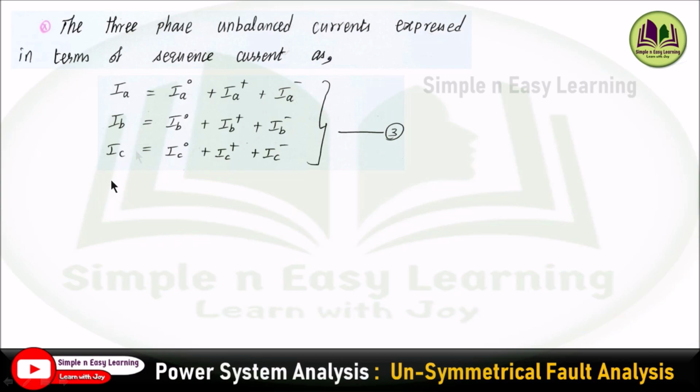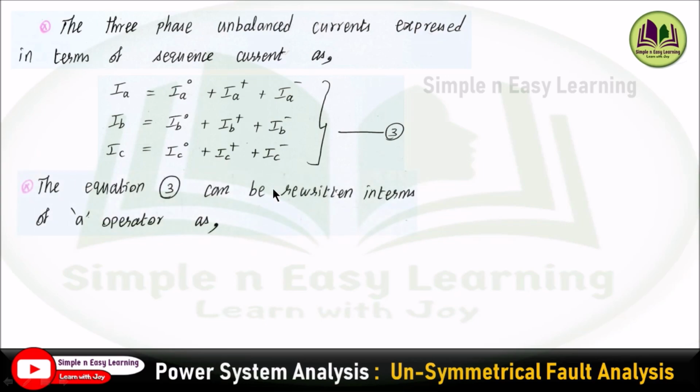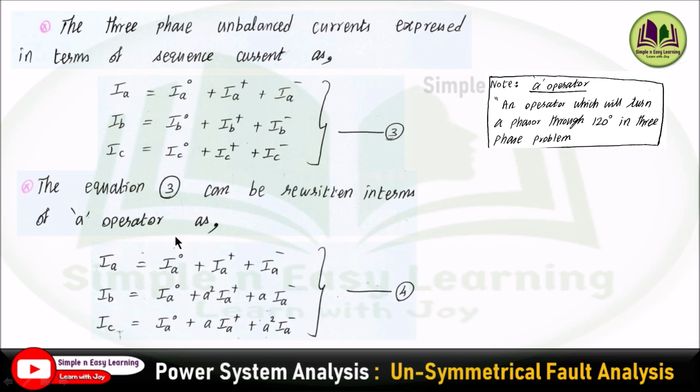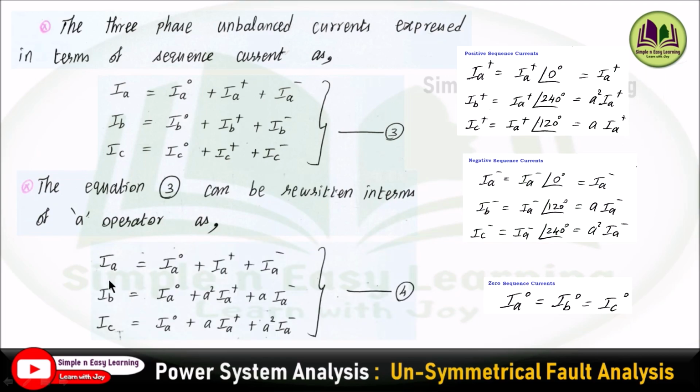For all the three phases, the sequence current can be represented like this. And now this equation 3 can be rewritten in terms of the A operator. Substituting the A operator here, IA is equal to IA naught plus IA plus plus IA minus, and IB is equal to IA naught plus A square into IA plus plus A into IA minus, and IC is equal to IA naught plus A into IA plus plus A square into IA minus.